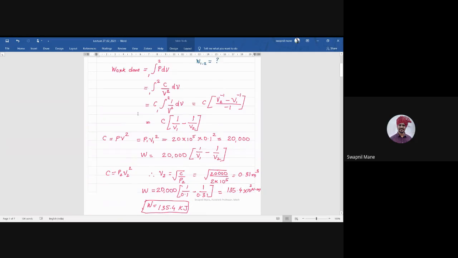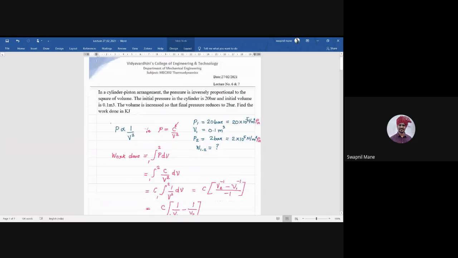Just to summarize, we have read the question and we understood that there is some relation between pressure and volume. So we have done the relation for pressure and volume as P is equal to constant, V is equal to constant, PV is equal to constant, which is isothermal process. Then PV raised to gamma is equal to constant. Then PV raised to n is equal to constant. So all these things are known to us.